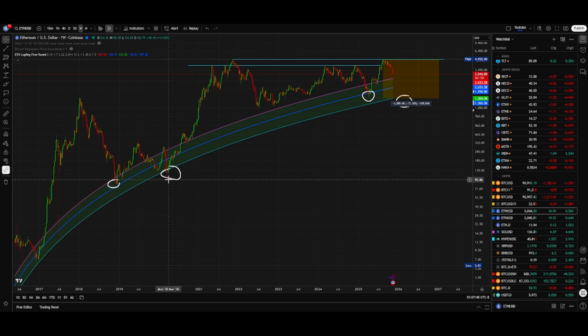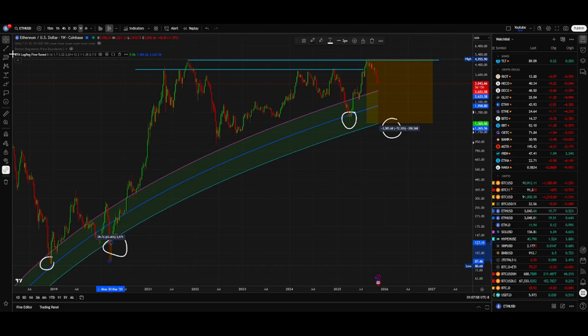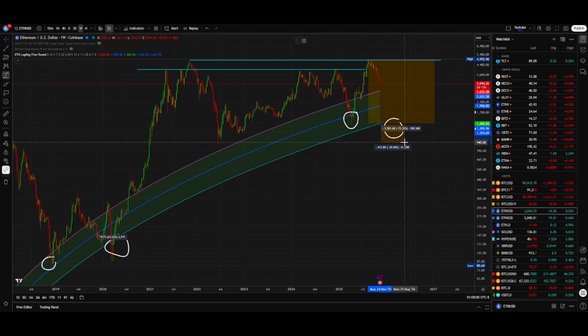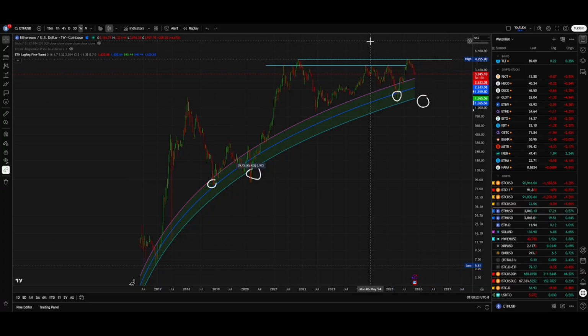Here it wicked below. How much did it wick below here? The blue line. Let's take a look here. If we were to say from the bottom, that's 45% below the blue line. I'm not saying that happens. I'd hope you'd get a bounce off of 1K exactly, maybe 800-900. But to come down and get a little wick below the blue line here, that's a big drop, right?